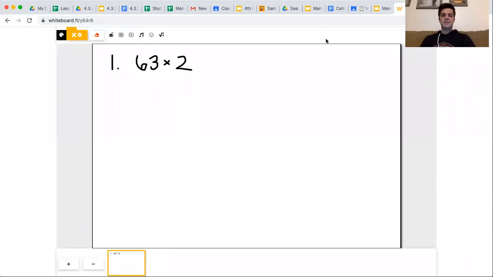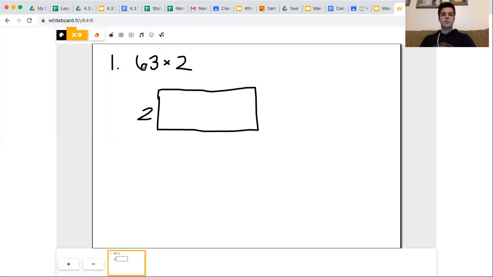All right. So for math today, we're going to talk about the standard algorithm for multiplication. But first, we're going to do 63 times 2 using partial products, and that's what we've been practicing with. So first, we know that there's a 2-digit number here and a 1-digit number here. So let's draw a rectangle. And let's put the smaller one over here. Let's put the bigger one over here.